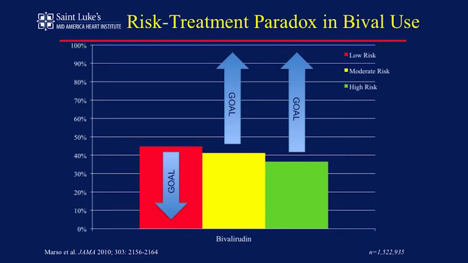And yet, in 1.5 million patients in the United States in the NCDR registry, we found that bivalirudin, a very expensive alternative to heparin, but one that does reduce the risk of bleeding, was preferentially applied in the lowest risk patients who benefit least, and least often applied in the highest risk patients who benefit most. And so we would like to see a reduction in bivalirudin in the low risk patients and an increase in the moderate and high risk patients.